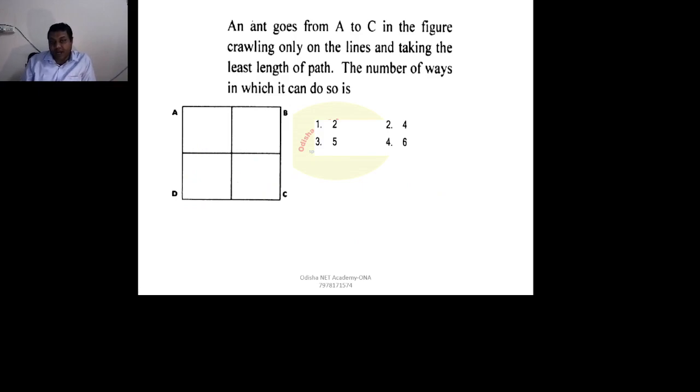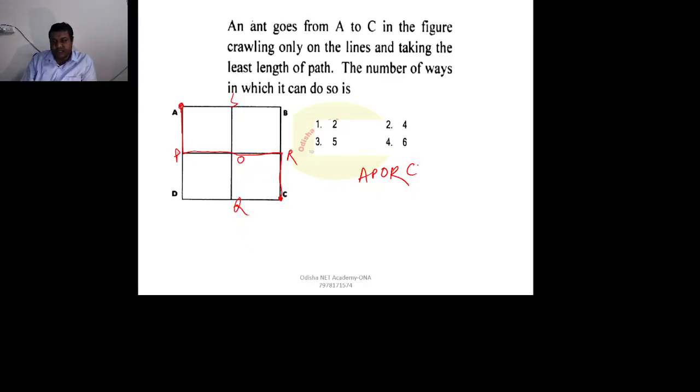Now an ant goes from A to C in the figure, crawling only on the lines. Only on the lines it will move, starting at point A and ending at point C. Then you have to find out the number of shortest paths, the least length. For this type of question, better you mention each and every meeting point. Suppose here P, Q, R, S, and this is O. Then you have to count. So suppose A to P to O to R to C, that is A, P, O, R, C.